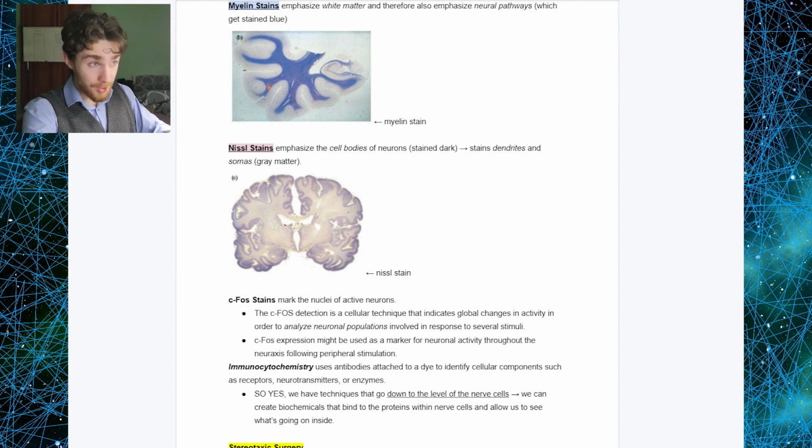And, of course, Golgi stains highlight individual neurons. They let us see nerve cells. They were a huge breakthrough.